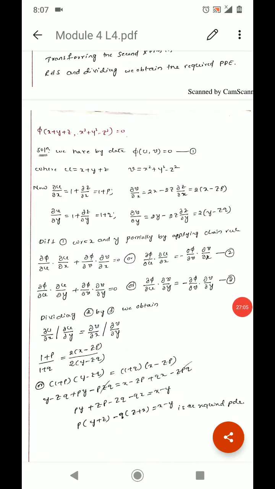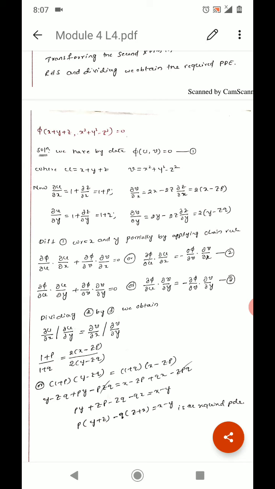So we have a problem: phi of x plus y plus z comma x square plus y square minus z square equal to 0. Here x plus y plus z is one function. We will take that as u, and x square plus y square minus z square is another function. We take that as v. So finally we get phi of u, v equal to 0. Take that as equation 1.